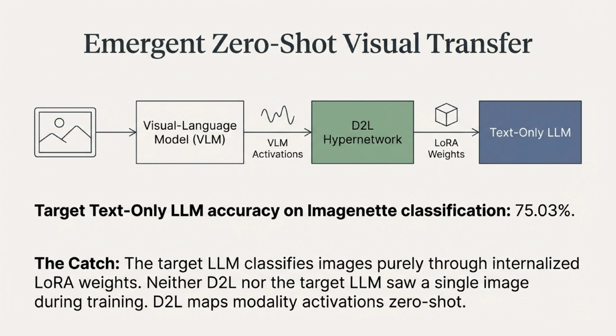Now, prepare to have your mind blown with emergent zero-shot visual transfer. We tested passing image activations from a visual language model directly into our D2L hypernetwork to generate LoRA weights for a standard, text-only target LLM. The result? The text-only model was able to classify images with 75.03% accuracy. The catch here is that the target LLM classifies these images purely through those internalized LoRA weights. Neither D2L nor the target LLM ever saw a single image during their training phases. D2L mapped these cross-modality activations entirely zero-shot.